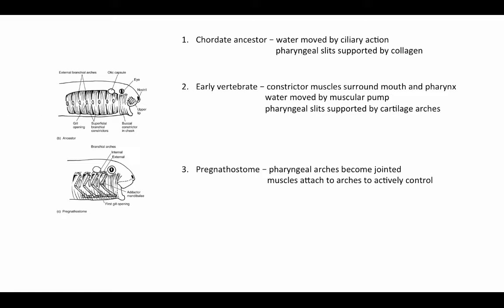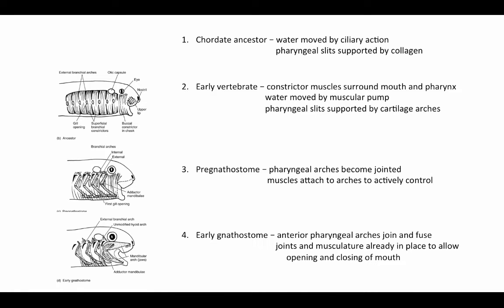In the next stage, we start to see these pharyngeal arches, also known as branchial arches, in a jointed form. So there's now sort of a hinge action to them, and muscles are going to be attached to these jointed arches so that they can be actively controlled to change the size and shape of that pharyngeal cavity more actively and more precisely. At this point, the water flow was most likely being used for respiration. Remember, gills are a synapomorphy of the vertebrates, and so at this point we're using this flow of water to ventilate the gills and not so much for suspension feeding.